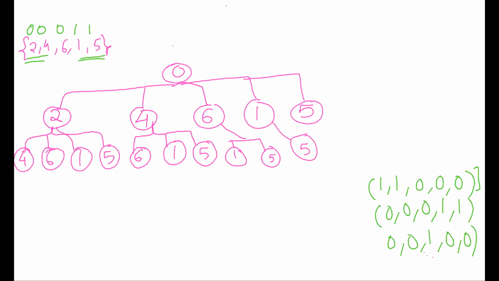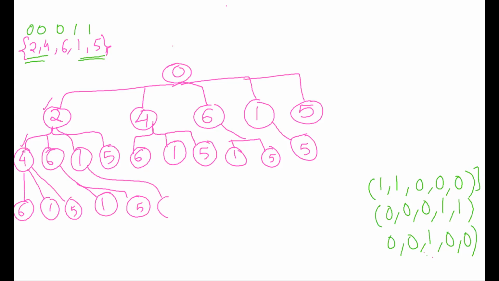Now, applying the same thing to the next level. I picked up 2 and I picked up 4. If I pick up 2, then I pick up 4, I'm left with 6, 1, and 5. If I pick up 2, I skip 4 and I pick up 6, so I'm left with 1 and 5. With 1, I'm left with 5. Nothing, no option after that. Similarly, with 4 and 6, you are left with 1 and 5. And with 1, you're just left with 5.